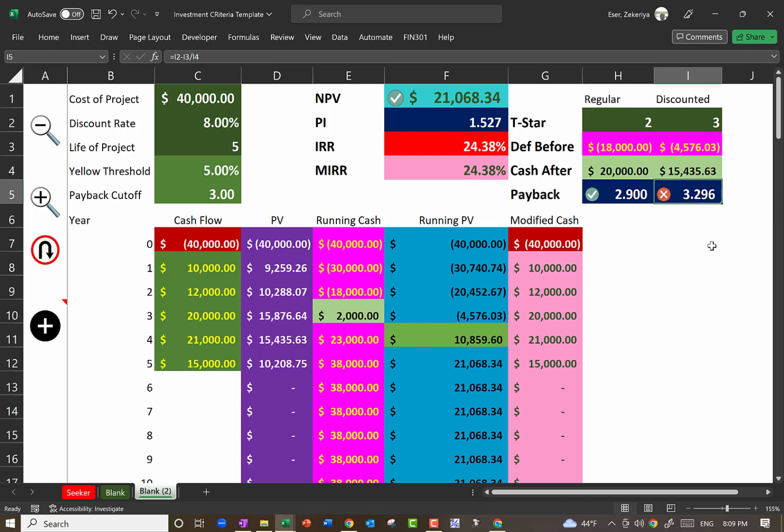So in this case, for example, and it just turned out that way, the regular payback period is 2.9 years. If the cutoff is 3, it's acceptable. Discounted payback is 3.29. If the cutoff is 3, unacceptable. Again, your book doesn't talk about discounted payback. I'm including that so that you would know about it.